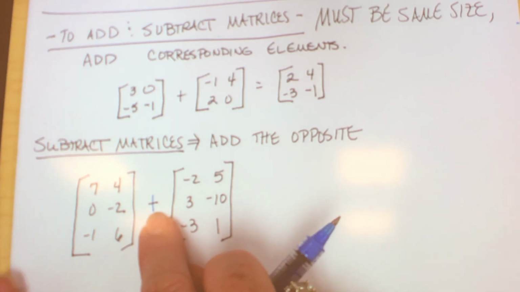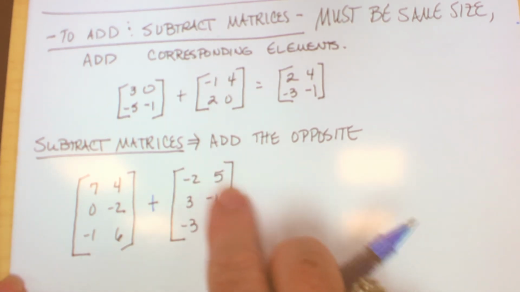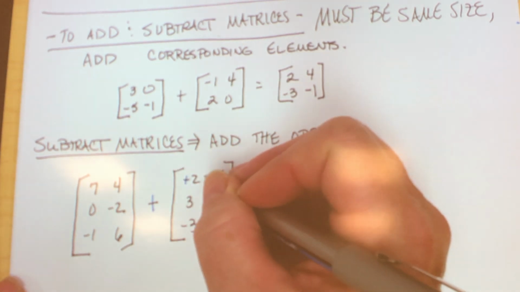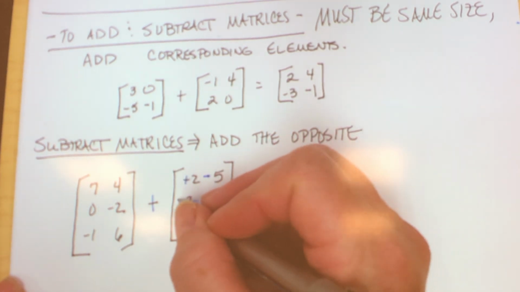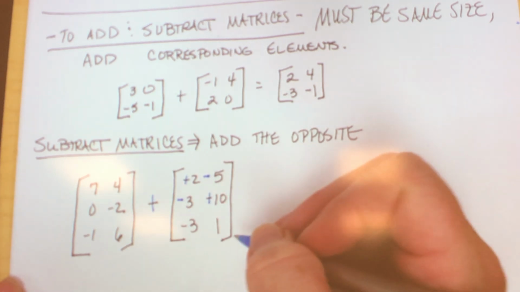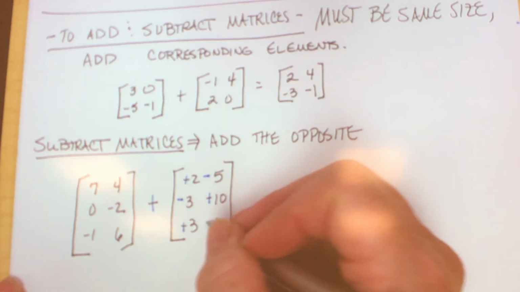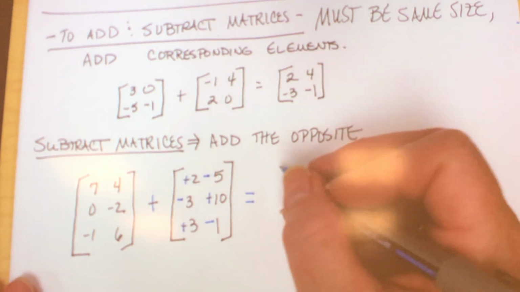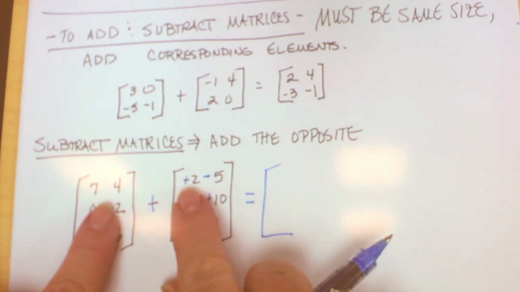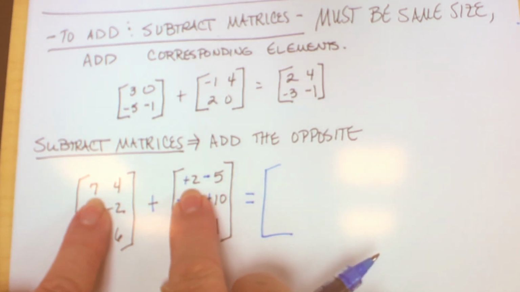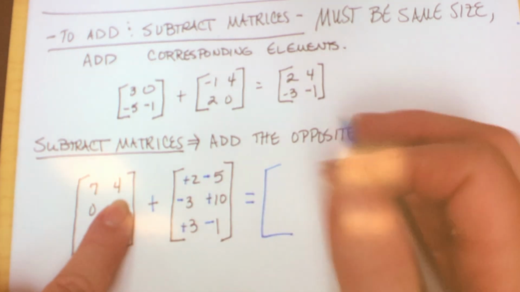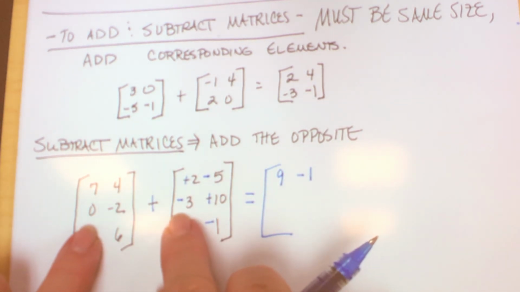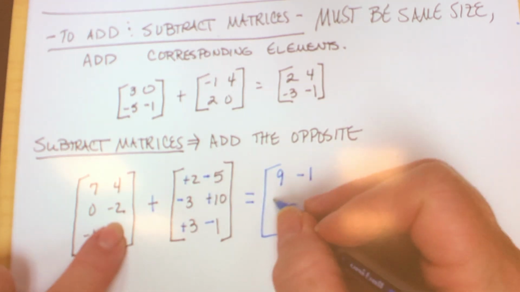Make it a plus sign, and then change all these signs right here. What does negative 2 become? What does positive 5 become? Negative. What is positive 3? And then positive 10, positive 3, and negative 1. And now we can just add them, okay? So my first row becomes 9, negative 1. What does my second row become? Negative 3. You find the last row.